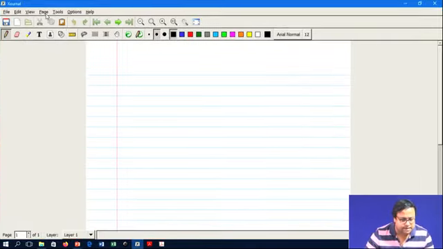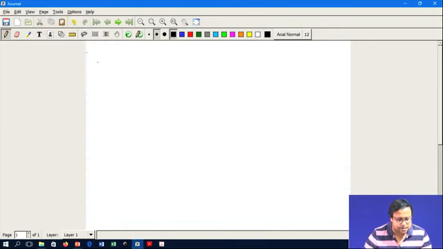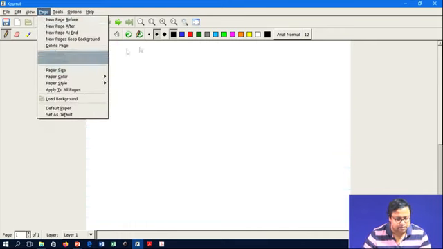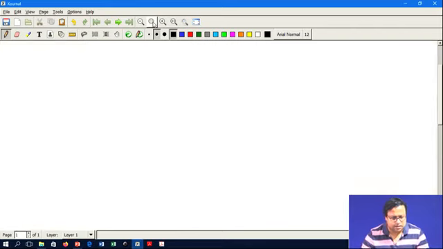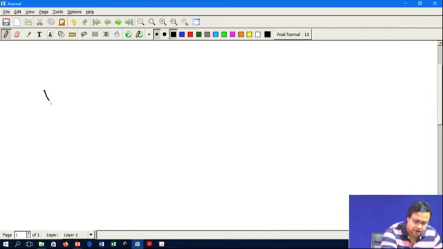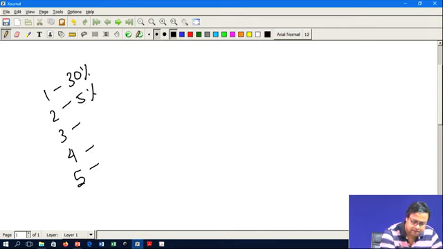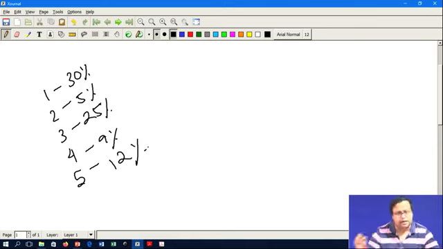I will just change the page size and so on. Okay, so I have item 1, item 2, item 3, item 4 and item 5, and these items have 30%, 5%, 25%, 9% and 12%. Fair enough. Now, I am saying that I will find out 2-item combinations.